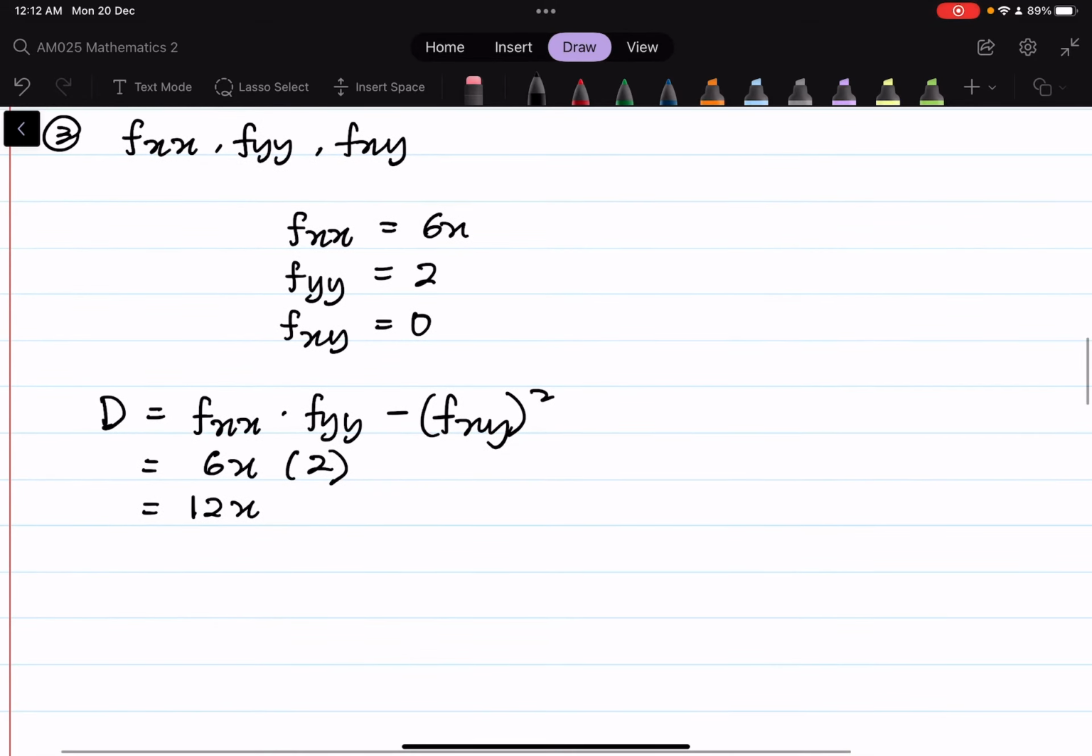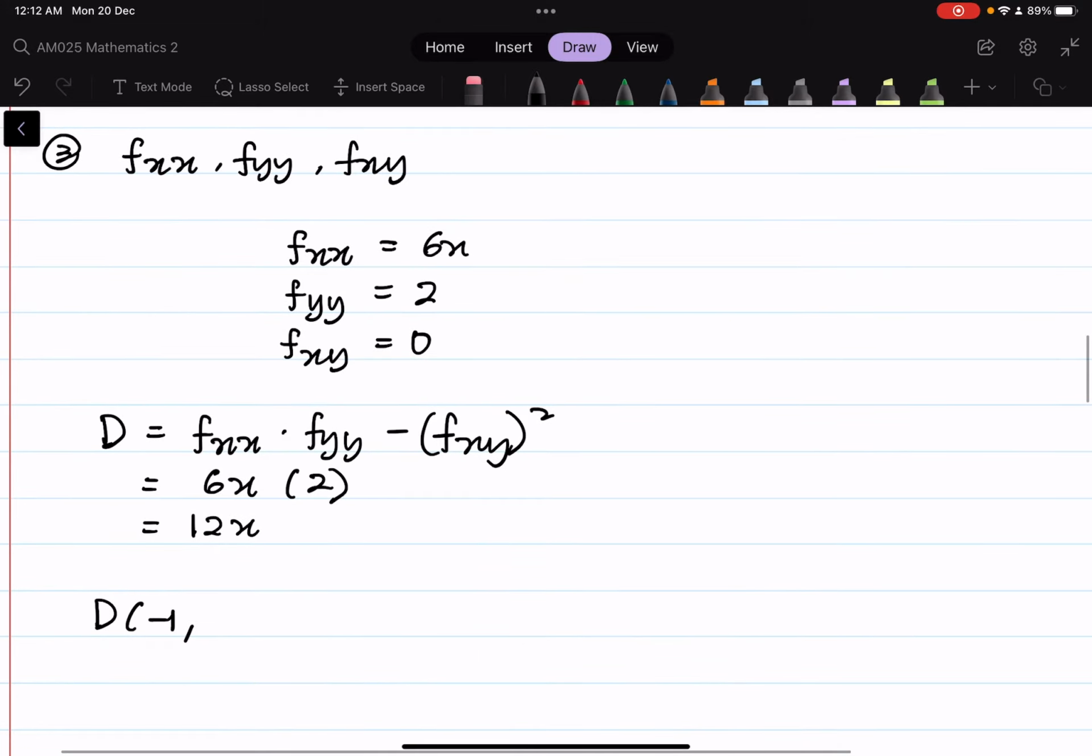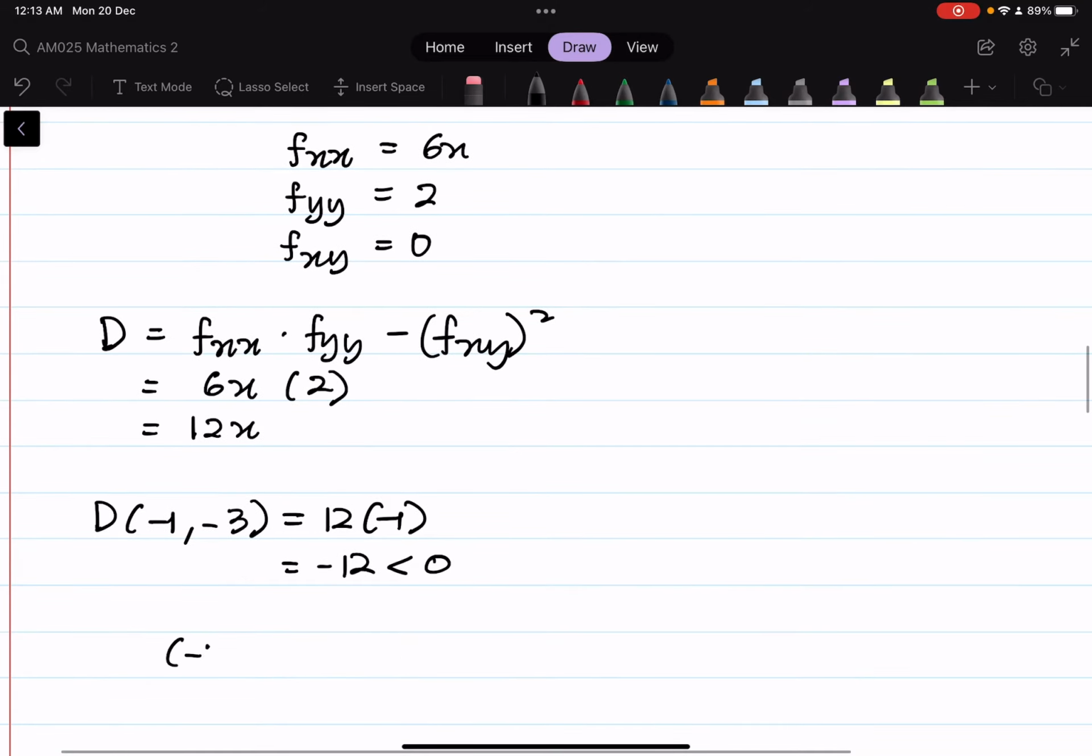So what we're going to do next is substitute our point into our D test, negative 1, negative 3. We're going to get 12 times negative 1, which is negative 12. So we know that D, negative 12, is less than 0. So it means that negative 1, negative 3 is a saddle point.